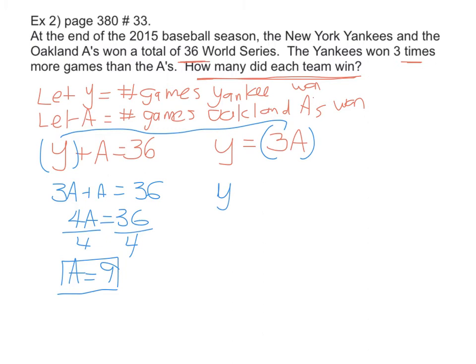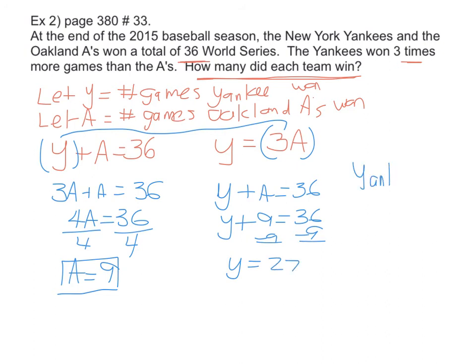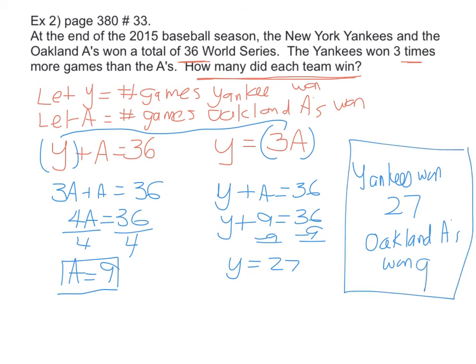And then going back to my original, y plus a equals 36. So y plus 9 equals 36. And subtracting, we have the Yankees won 27 World Series games, and the Oakland A's won 9 World Series games. So you always want to clearly answer the question, how many did each team win? Make sure you have that nice and clear and boxed in.